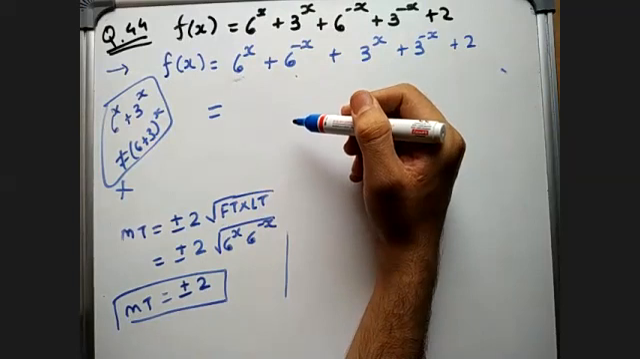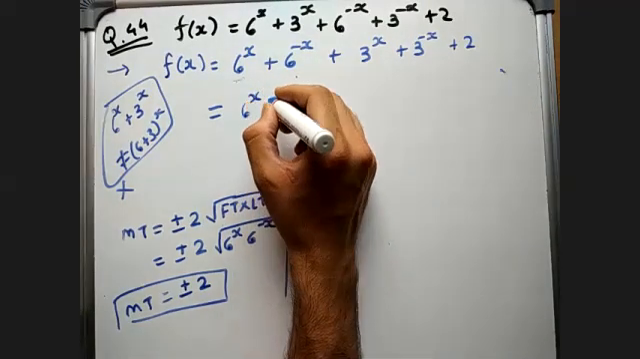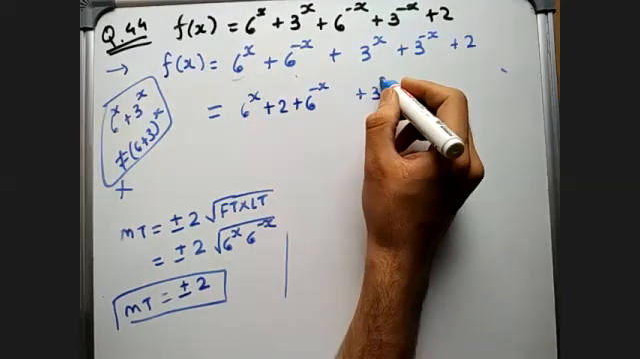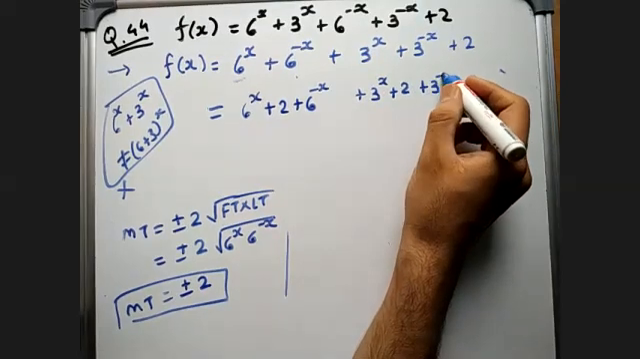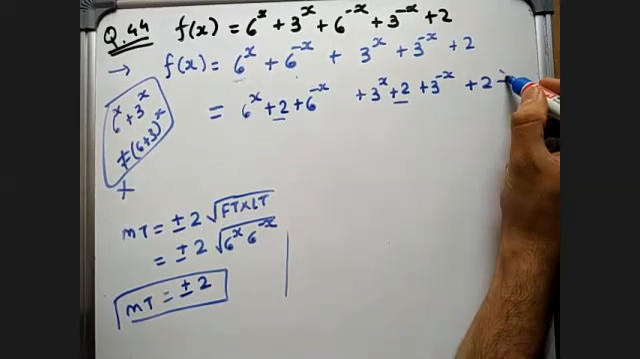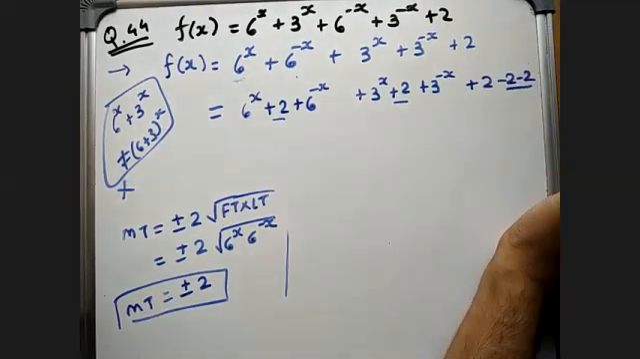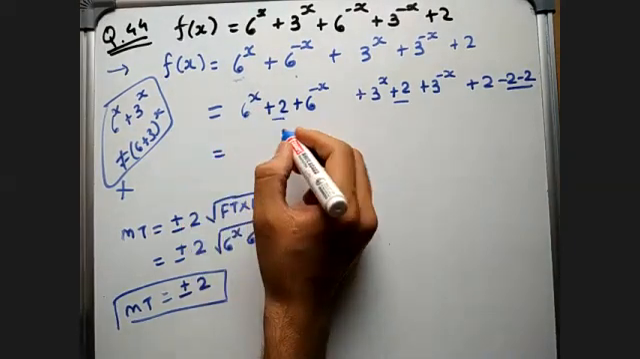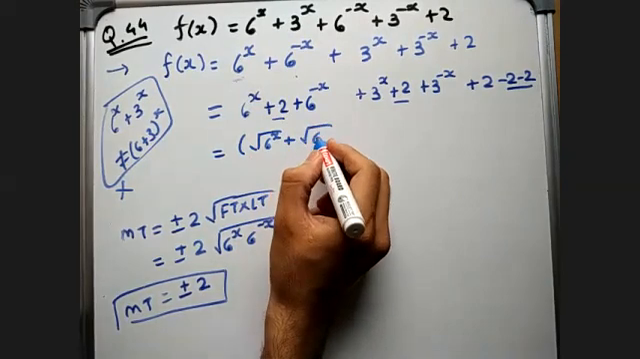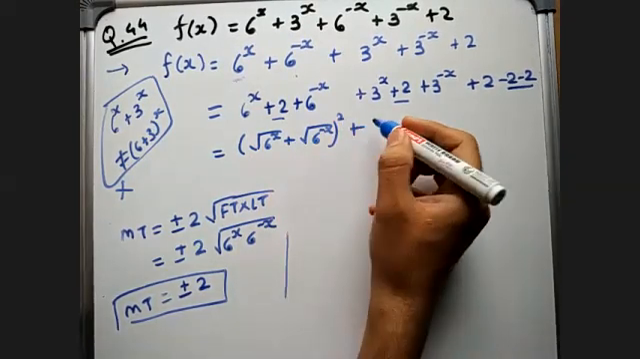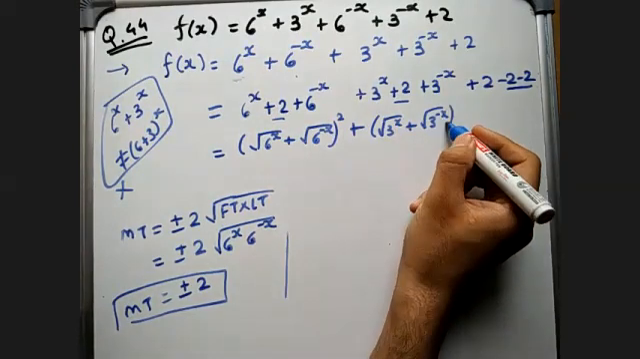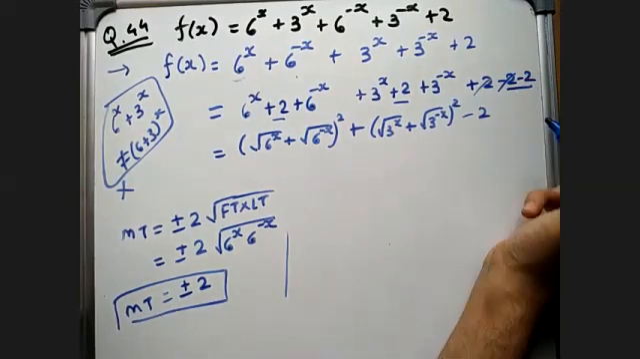So let us put plus in between. 6 to the power x plus 2 plus 6 to the power minus x, plus 3 to the power x plus 2 plus 3 to the power minus x. This plus 2 is already here. For this plus 2 and plus 2, I am putting minus 2 and minus 2 over here. So this will become square root 6 to the power x plus square root 6 to the power minus x whole square, plus square root 3 to the power x plus square root 3 to the power minus x whole square. This will get cancelled out and this is minus 2.